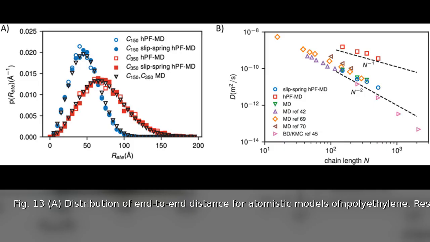Figure 13 evaluates polymer chain dynamics within the HPF-MD framework, particularly examining the inclusion of slip spring models to mimic entanglement effects. Panel A compares end-to-end distance distributions for atomistic polyethylene models, showing that adding slip springs within HPF-MD only slightly affects chain conformations, maintaining consistency with typical MD results. This indicates the capability to represent topological constraints without distorting structural properties.